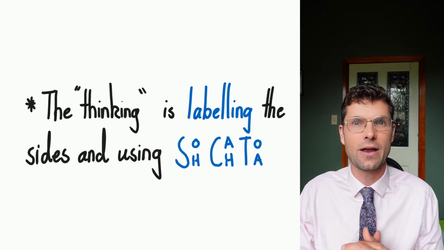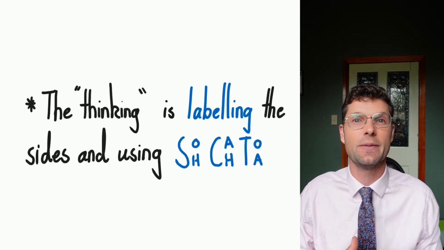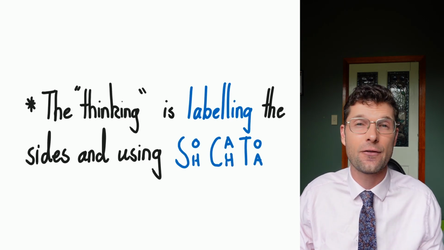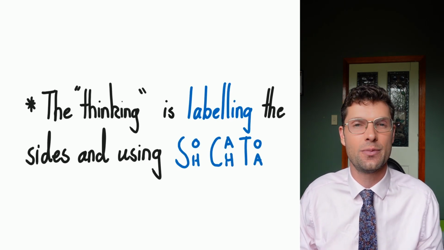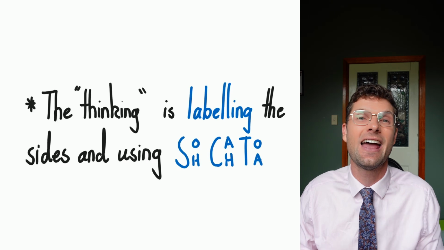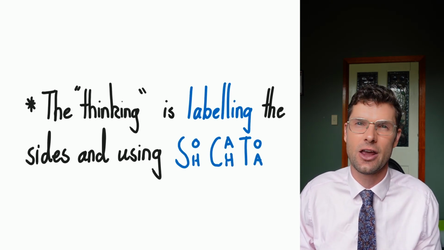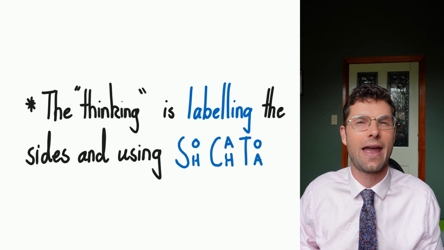The thinking that we have to do in today's lesson is legitimately the labeling and the SOHCAHTOA, picking the right ratio. If you're on top of those two things, you'll get 100% for this topic without a doubt. And if you're not 100% sure how to do these, please watch my last two videos because we really go in depth of how to do this.